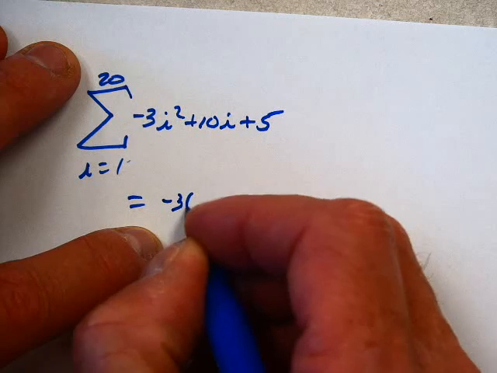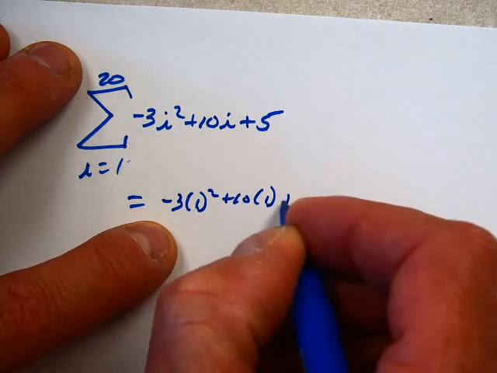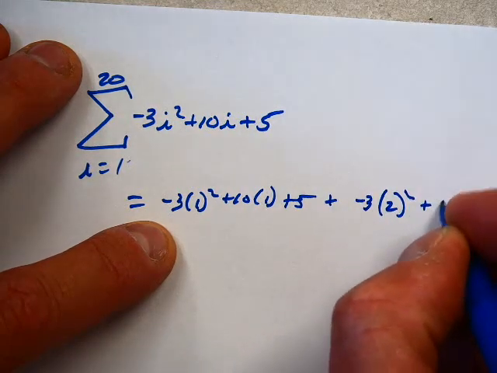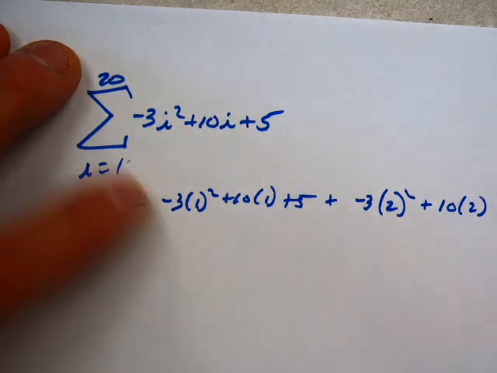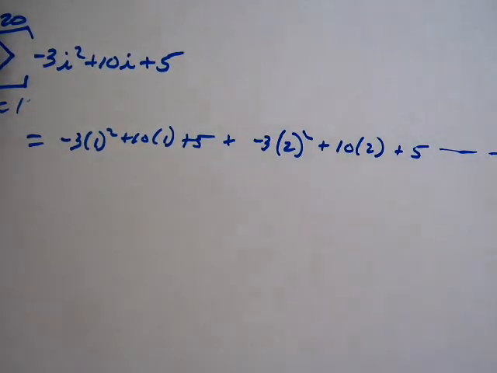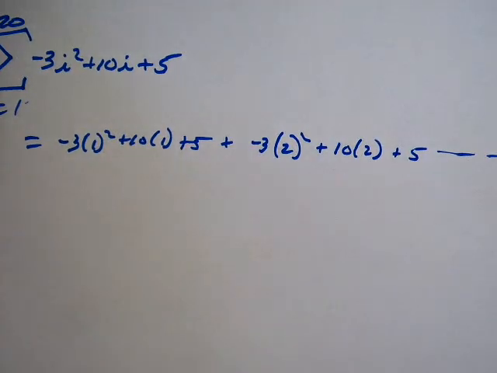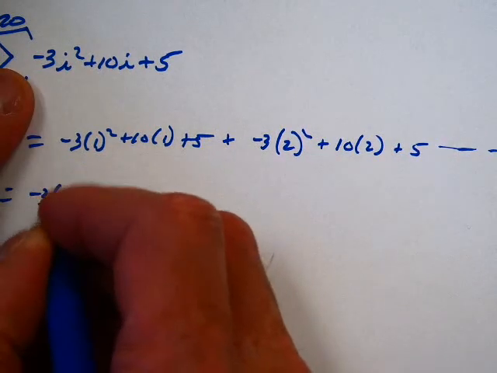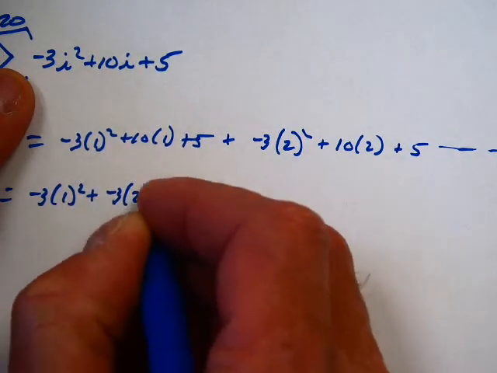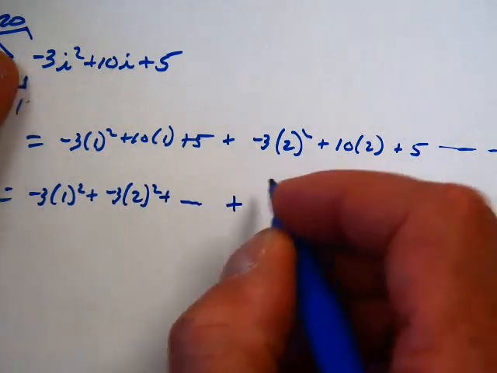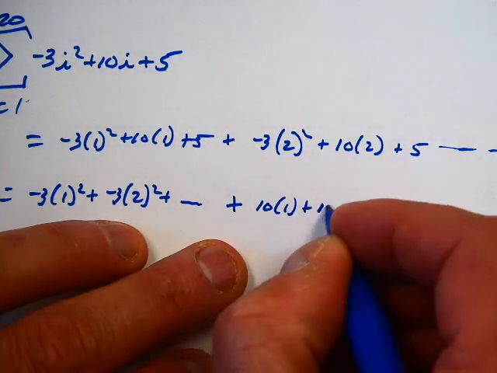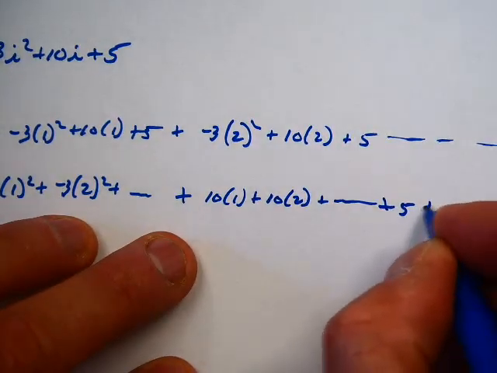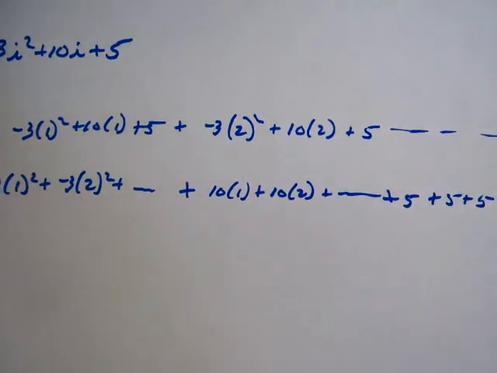So I get negative 3 times 1 squared plus 10 times 1 plus 5, and you guys are like, I don't want to do this. But you don't have to. It's going to be that summation right there. They're all plus, right? So can we reorganize them? Let's reorganize them: negative 3 times 1 squared plus negative 3 times 2 squared plus and so on, plus 10 times 1 plus 10 times 2 plus and so on, plus 5 plus 5 plus 5 and so on.